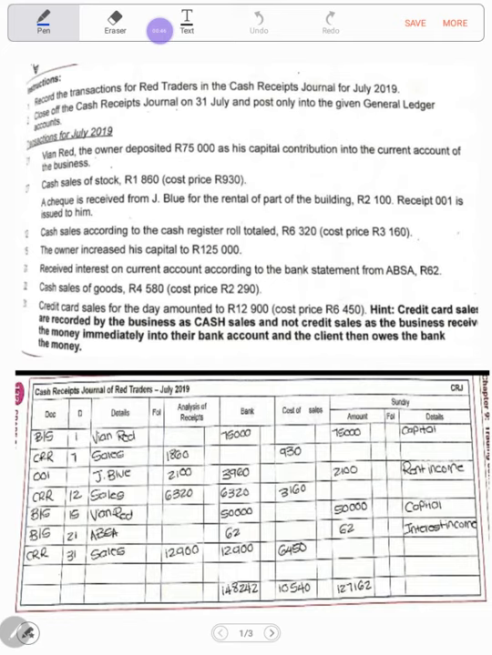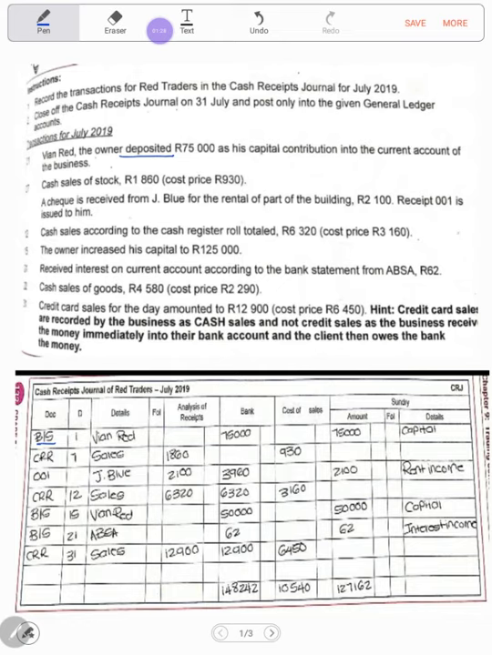Alright, so you will see that I have taken a screenshot of our transactions, and directly underneath it are my corrections. On the 1st of July, VN Red, the owner, deposited 75,000 as his capital contribution into the current account of the business. Now remember, the keyword is deposited into the business's account. So basically it was an EFT, so our document number will be bank statement, as you can see over there. It took place on the 1st of July.